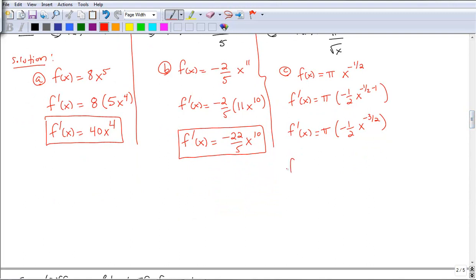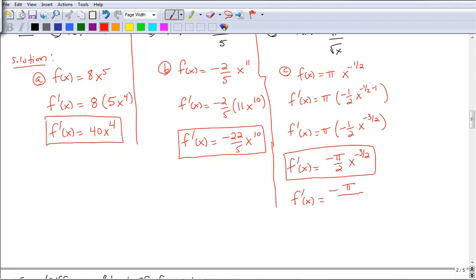So the derivative turns out to be negative pi over 2 x to the negative 3/2. Perfectly acceptable way to write it. Although, let me write it a couple other ways as well. I could have also put that x to the negative 3 over 2 in the bottom and made it a positive 3 over 2. Well, you also could have written it in the bottom as the square root of x cubed. All of these are completely acceptable ways to write the derivative. So this is what the constant multiple rule tells you.